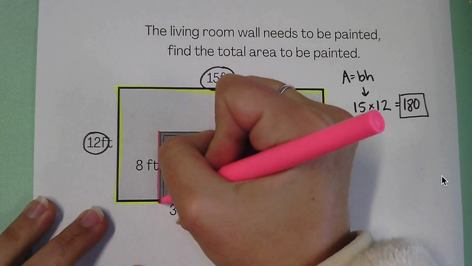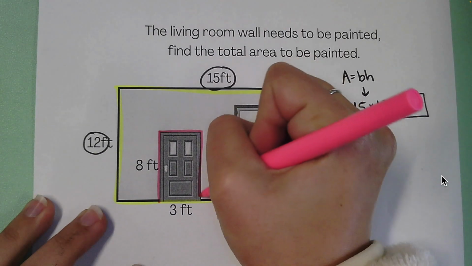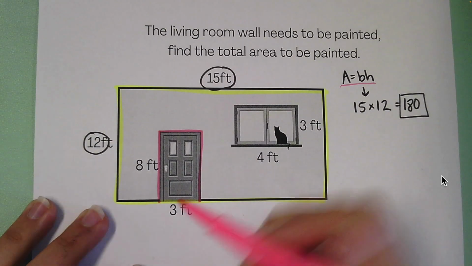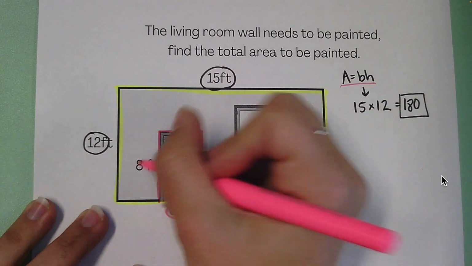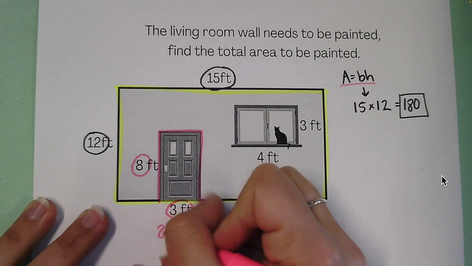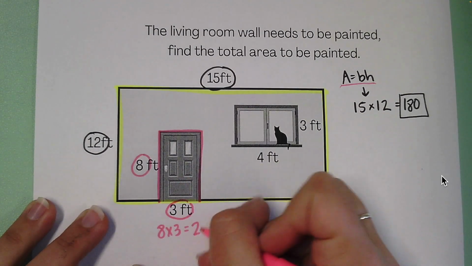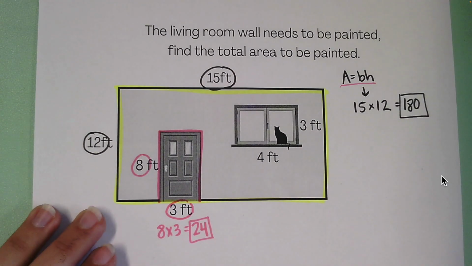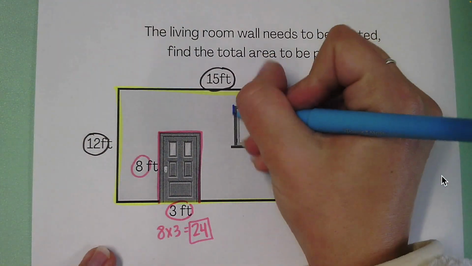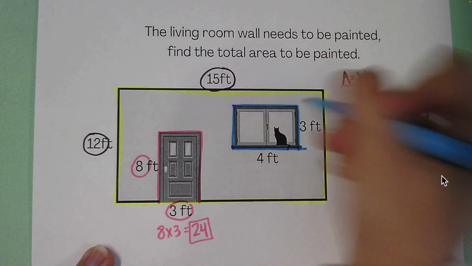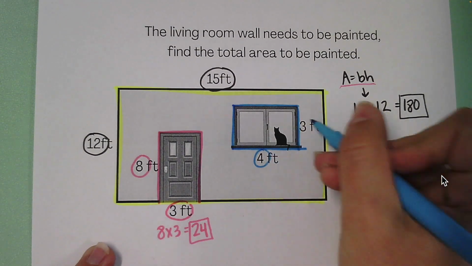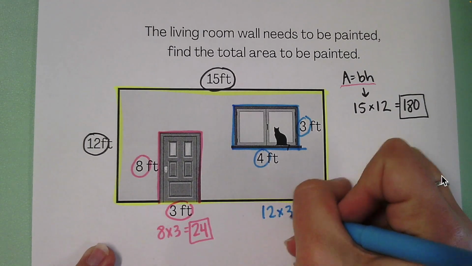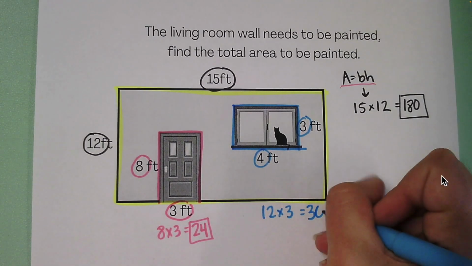So let's go ahead and work on the door. Now, this is also just a parallelogram, so we're still doing base times height. My base is 3, my height is 8. 8 times 3 is 24. So our door is 24. Now let's find the window. I have 4 as my base, 3 as my height. So I'm just going to do 12 times 3, and that's going to give me 36.